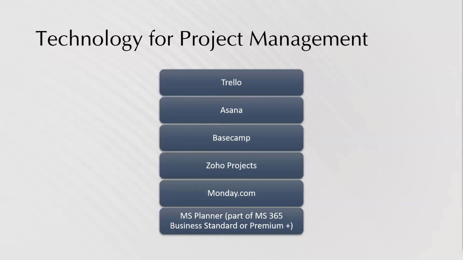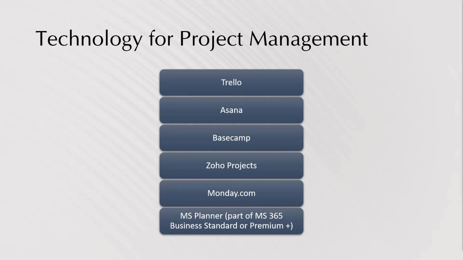So there's a bunch of different technology tools that you can use for project management. I will say that Outlook is not a project management tool. These are specific tools designed for a specific task. And so some of the popular ones that are appropriate for a smaller firm would be something like Trello or Asana or Basecamp or Zoho Projects or Monday. The one we're going to do the most demonstration on today is Microsoft Planner, because it's built into Microsoft 365 Business Standard or Premium. So it's something you already have.